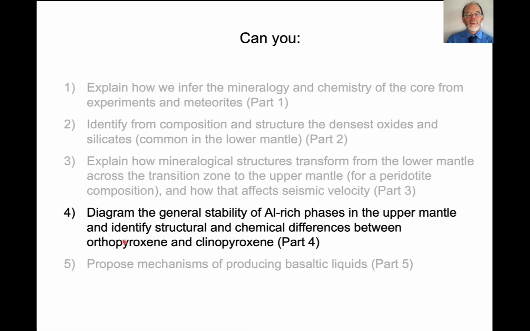Okay, so at this point, I hope you would have a general sense of the stability of aluminum-rich phases in the upper mantle, and then have a sense of the different structural and chemical differences between orthopyroxene and clinopyroxene.